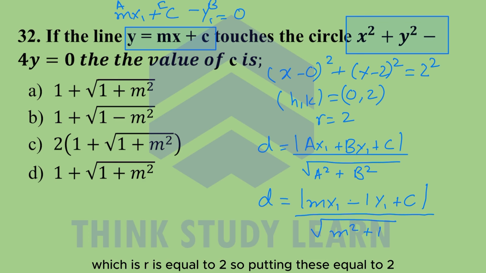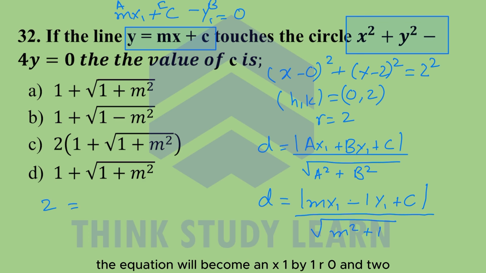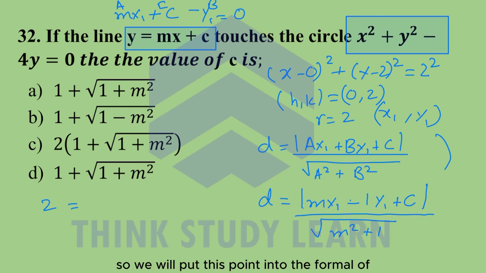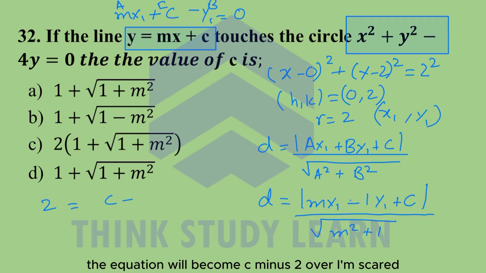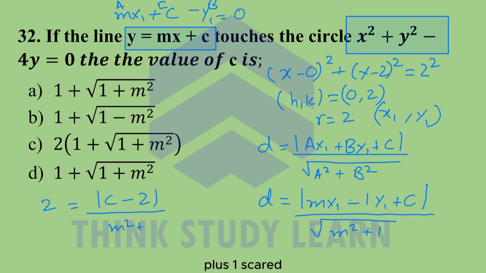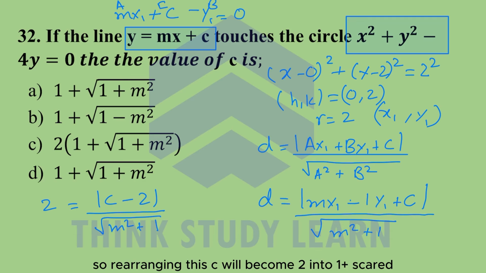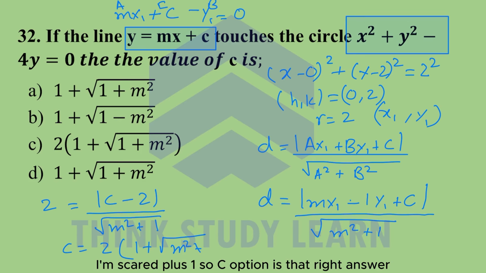So putting d is equal to 2, and x1, y1 are 0 and 2, we will put these points into the formula of the condition of tangency. So putting these points, the equation will become modulus of c minus 2 over the square root of m square plus 1. So rearranging this, c will become 2 plus or minus the square root of m square plus 1. So C option is the right answer.